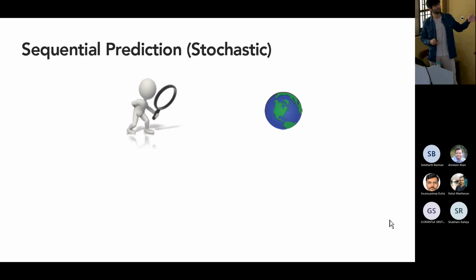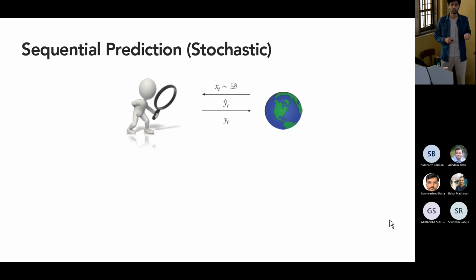In the stochastic case, we'll have nature. At each time step, there's a fixed distribution D, and at each time step, x_t is sampled from this distribution, and the learner sees this. The learner then makes a prediction y hat t, which is binary, sends it to nature, and then nature tells the true label y_t.